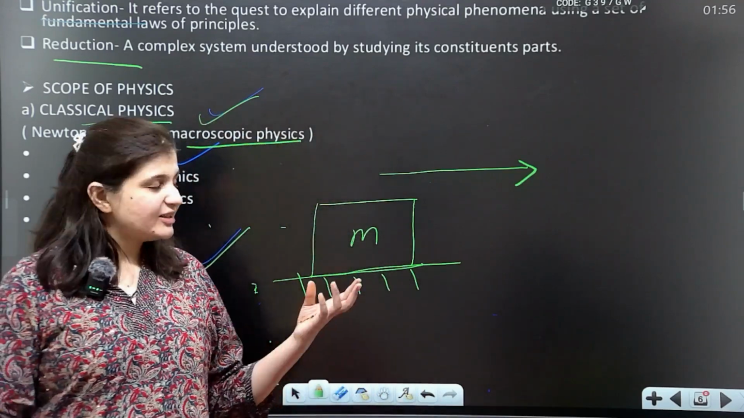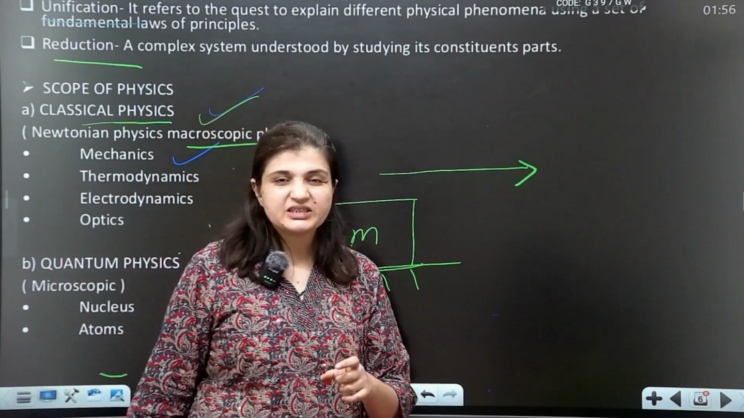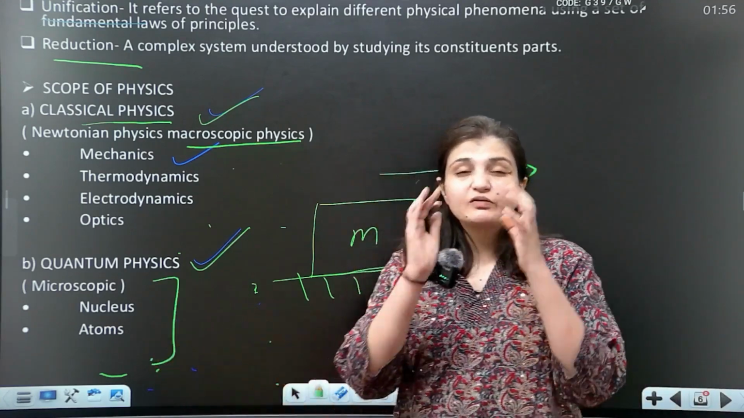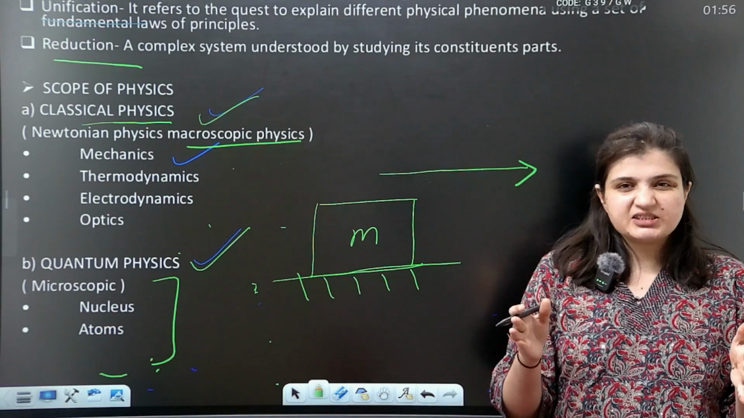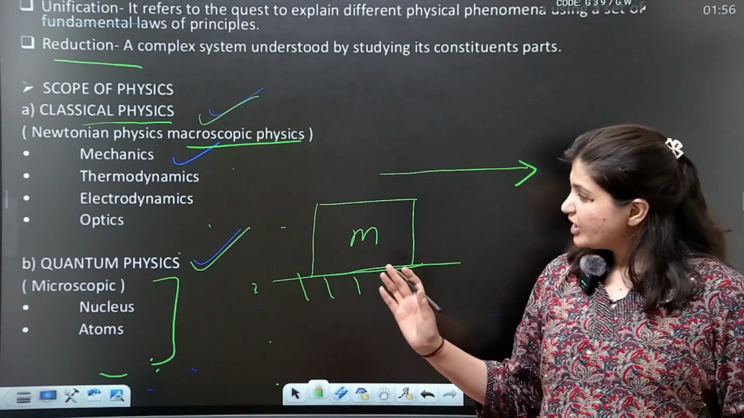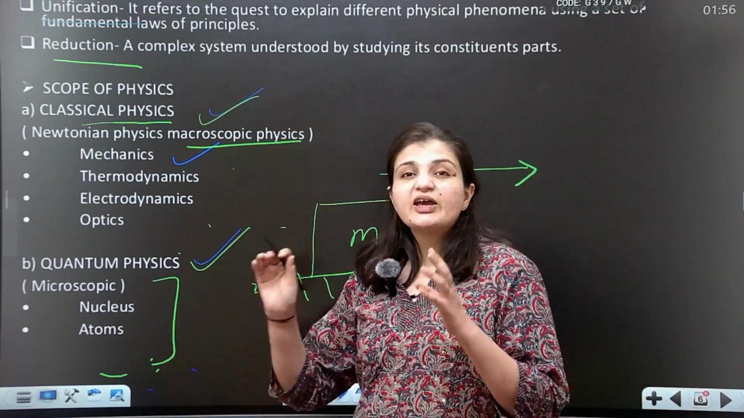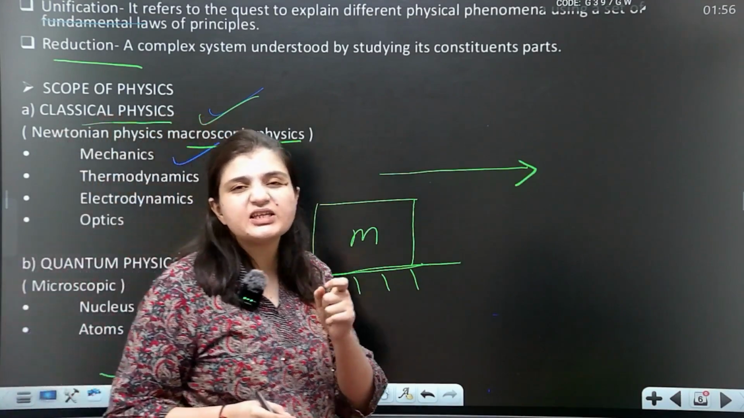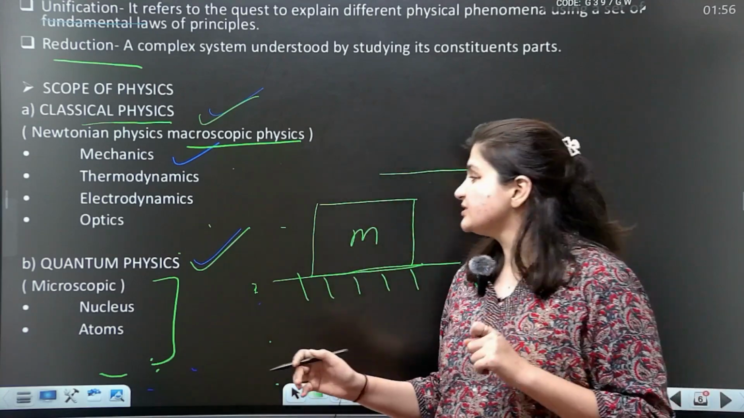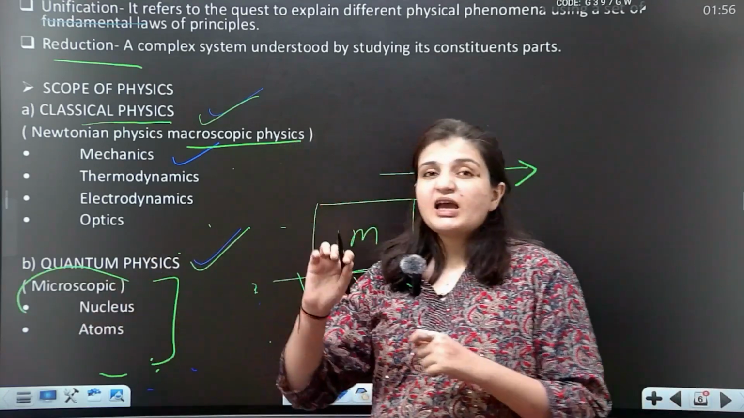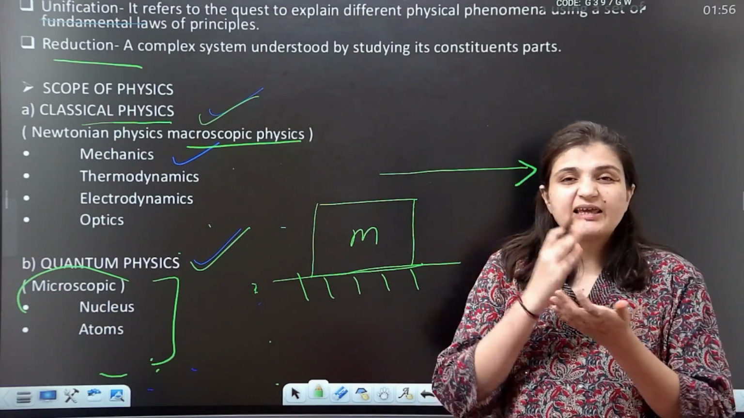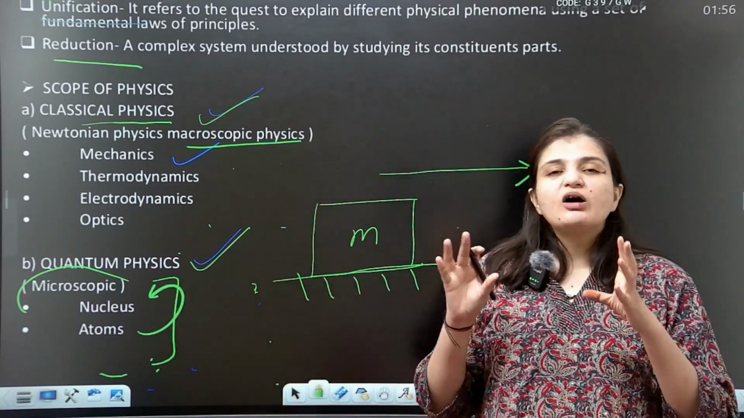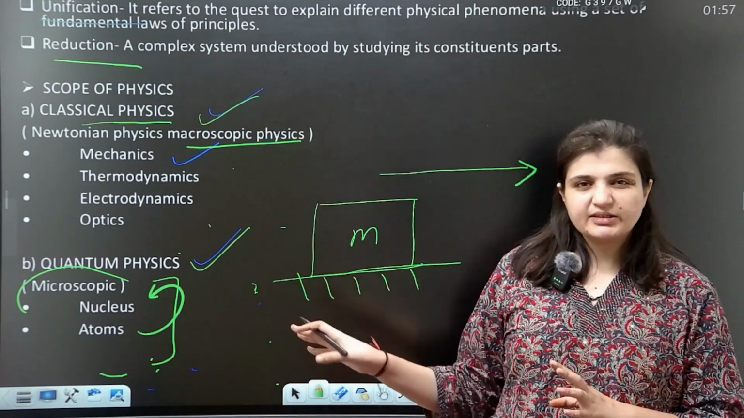But in quantum physics the particles are very small, inside the atom, when we study at the microscopic level, which we cannot see at this practical level. We have to use a microscope to study, because the particles are very small in size, like the atoms, and inside the atoms we have the nuclei. So this all comes in quantum physics, which is a newer physics.